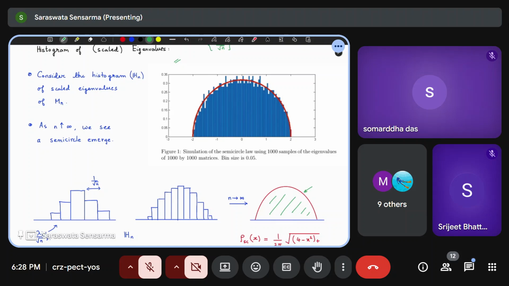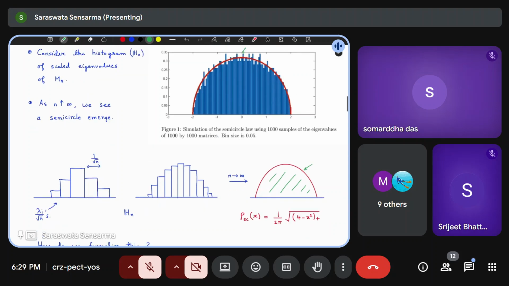The semicircle, of course, corresponds to a PDF. By the way, when I say histogram, I mean scaled histogram, as in what proportion of points are in a particular bar. Instead of counting the number of eigenvalues landing there, I count the proportion of eigenvalues landing there, so that the total area under this curve is always 1. So if I look at such histograms as n goes to infinity, I get this wonderful law, and this is called the semicircle law.